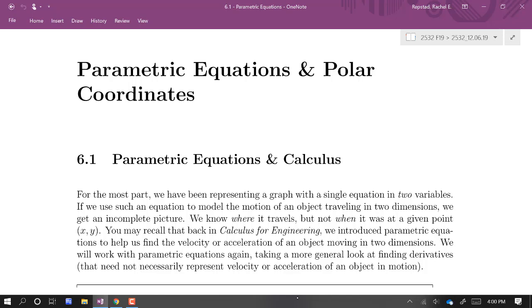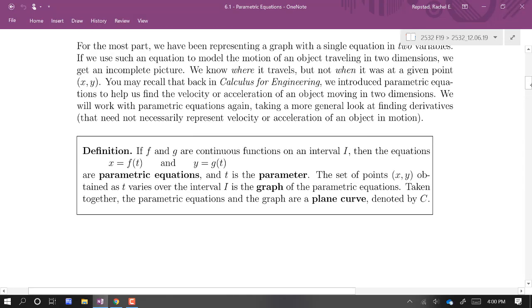So instead of having just y as a function of x, we could turn it into two equations, x as a function of t and y as a function of t. So you would just let t go through all these values. For each value of t, you can get an x coordinate and a y coordinate, right? Kind of plot that way. Those are parametric equations. We call that extra variable t the parameter. And then the set of points that you get as t varies over some interval gives you a graph of the parametric equation. We call it a plane curve or a parametric curve.